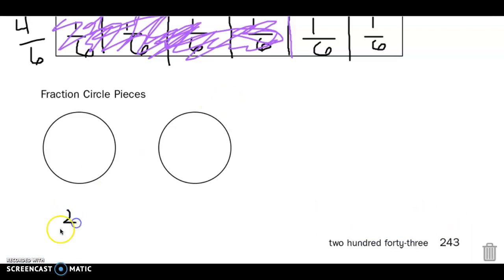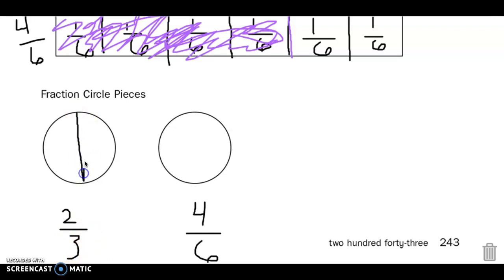This is 2/3. This is 4/6. And our circle is our whole. So what should I break this circle up into? Well, we have to look at the denominator to see how many equal parts they're broken into. And it's 3. So I always think of this as kind of like a peace sign when I draw it.